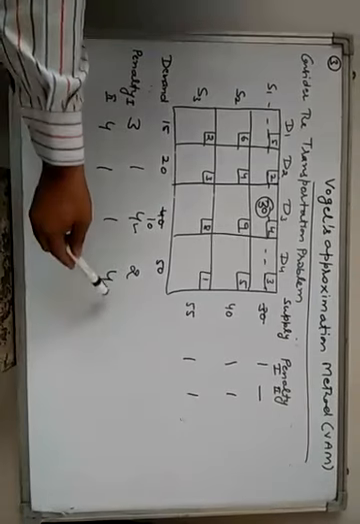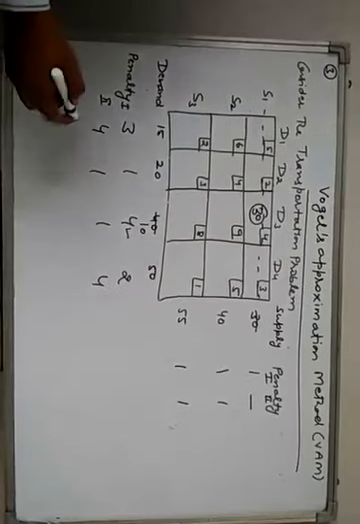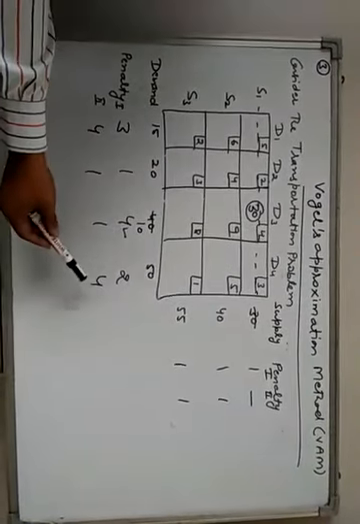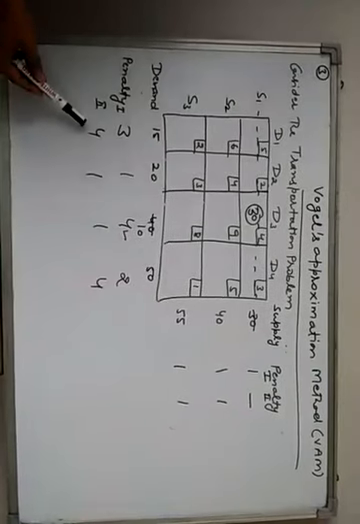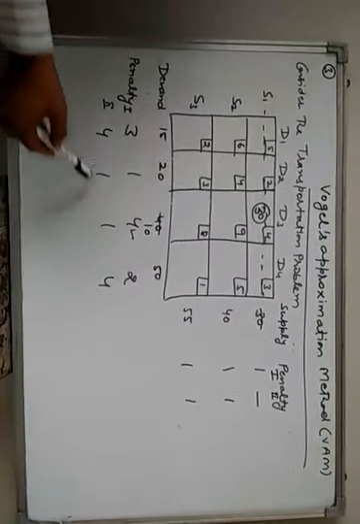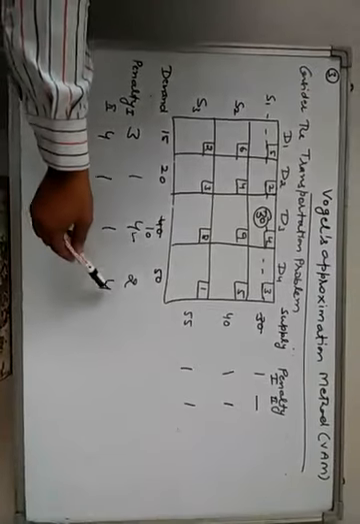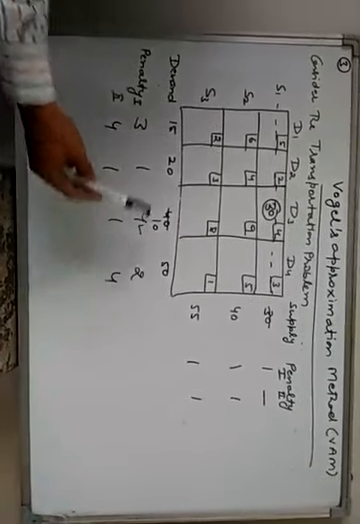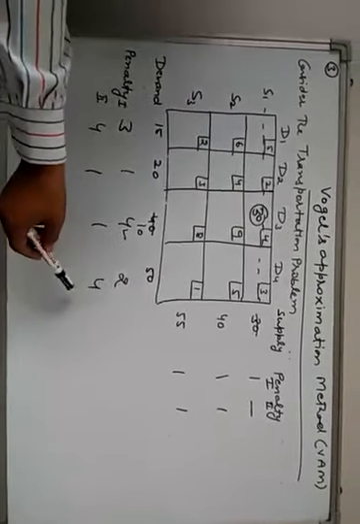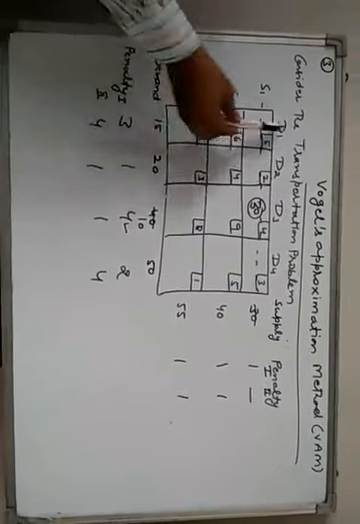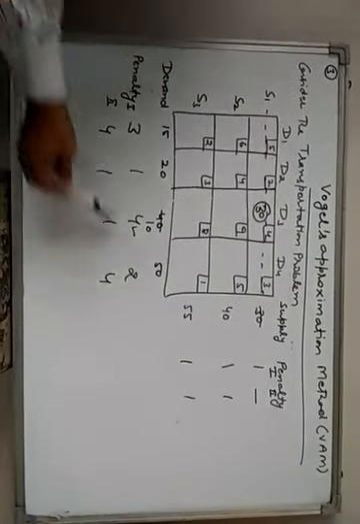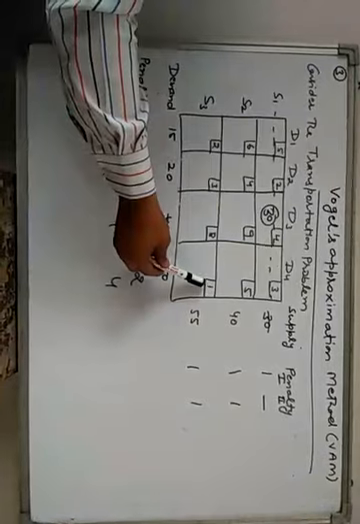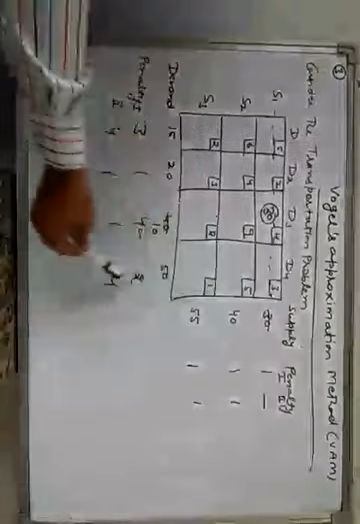Now we will choose the largest penalty. The largest penalty is 4. Here it is 4. Here it is 4. Therefore there is a tie in choosing the largest penalty. In this case you will look at both the columns. Here in this column the smallest cost is 2 and in this column the smallest cost is 1. Therefore we will choose this penalty.